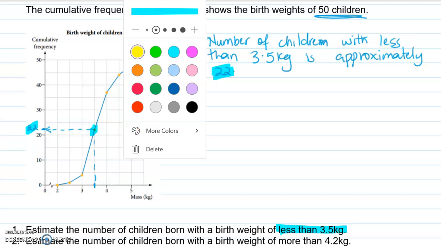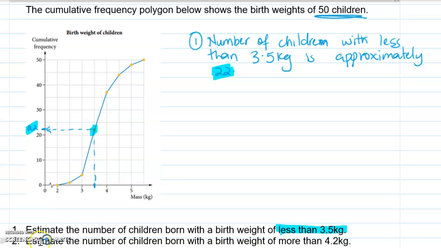Then we are also asked to estimate the number of children born with a birth weight of more than 4.2 kilograms. Take note that it's not less, it's more than 4.2. Again, the process is not different. We go up to 4.2 on our mass axis, which would be somewhere about there, roughly. We just take a ruler, go up until it intersects our line, and read across, which is 40.